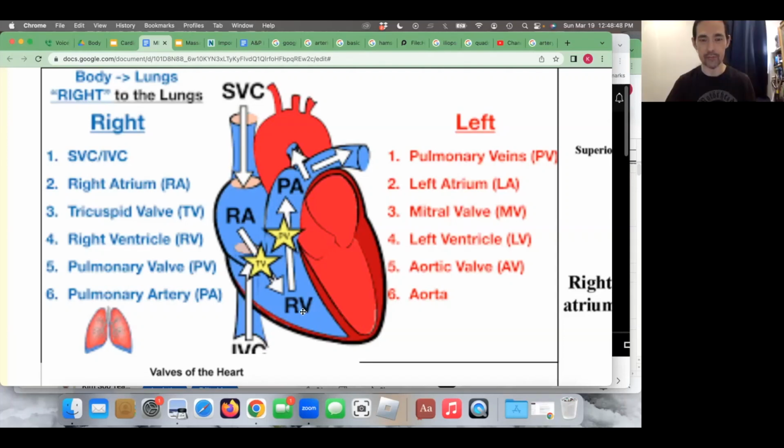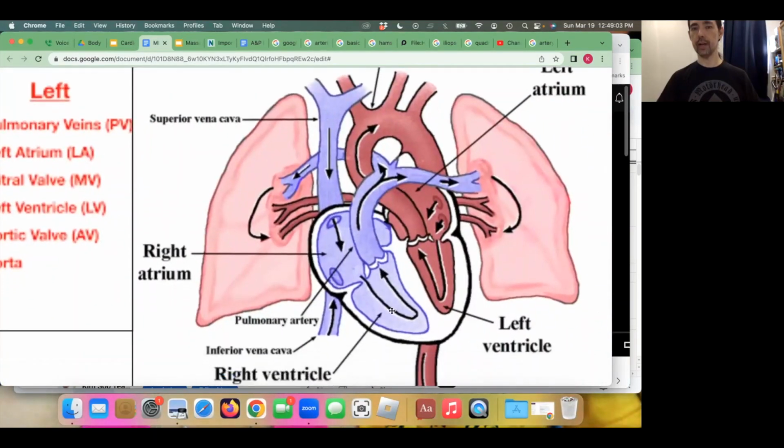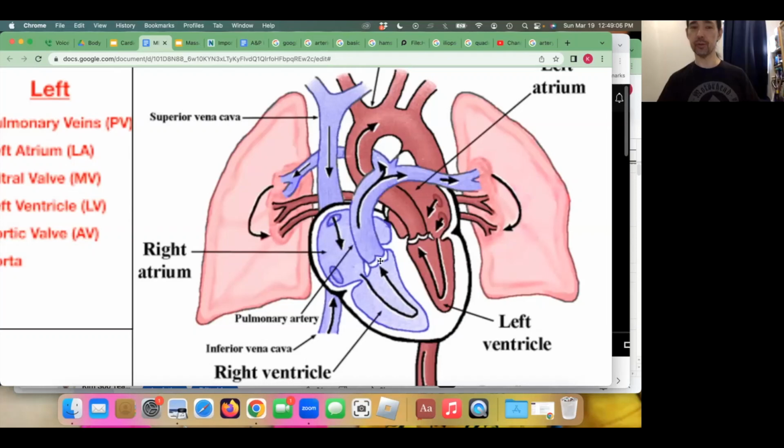Then after it's in the right ventricle, it has to go through the pulmonary artery. Pulmo means lung. It goes through the pulmonary artery, away from the heart, to the lungs. Deoxygenated blood goes to the lungs, it picks up oxygen, and it is returned through the pulmonary veins into the left chamber of the heart.